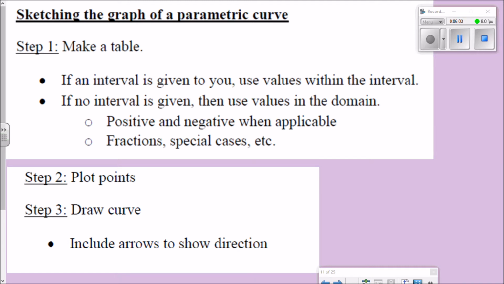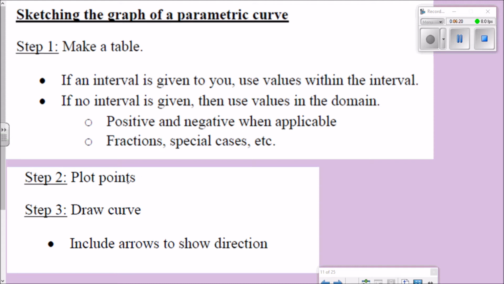The very first thing you need to do is make a table. The table's really going to help you see what all your x values are, what all your y values are, and where they should go at what time. So that's really going to be helping you out there. Once you have a table, you're going to have all of your points.